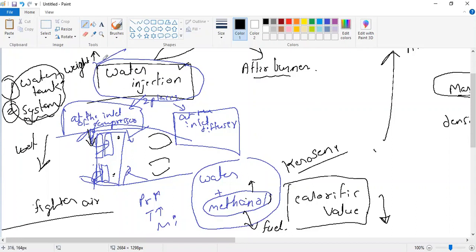Another favorite question of the DGCA is how much will be the thrust increase in the water injection system? So it is a 10 to 30% rise in the thrust. How much is the thrust increase? 10 to 30% is the rise in the thrust. So why methanol is used in this is a DGCA question. Where do we add the water is a DGCA question. Both places it can be added. If they ask which place is the advantage, there is no such place which is an advantage. Both of them have the same effect.